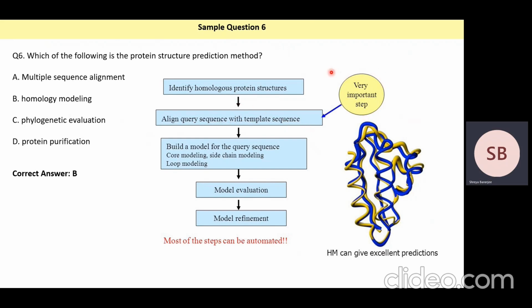And this is a very important step because this is what will ensure that the query sequence has a structure homologous to the structure that we want. Then a model is built for the query sequence using different structure prediction methods. So from the query sequence, we build the predicted structure. Then the model is evaluated and refined, and this can be repeated till we get the structure closest to that of our desired structure. So the protein structure prediction method is B, or homology modeling.